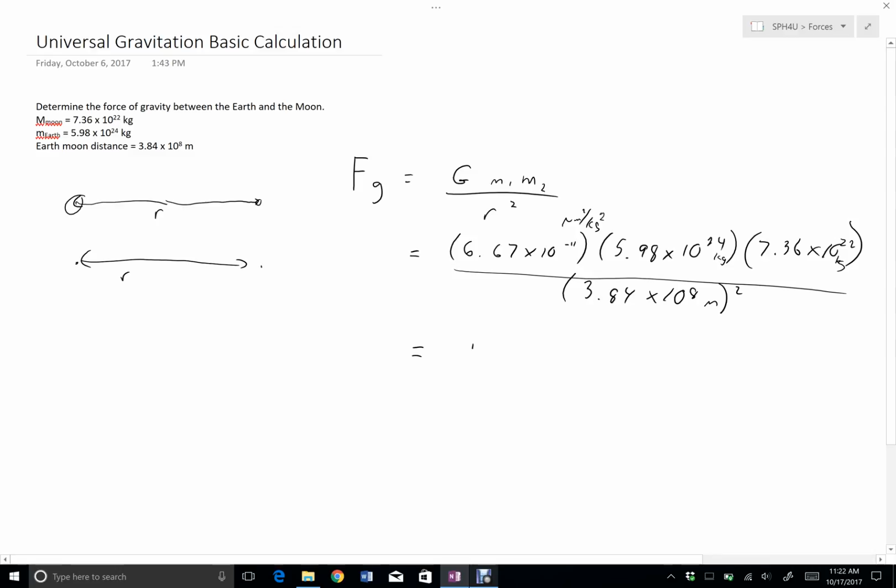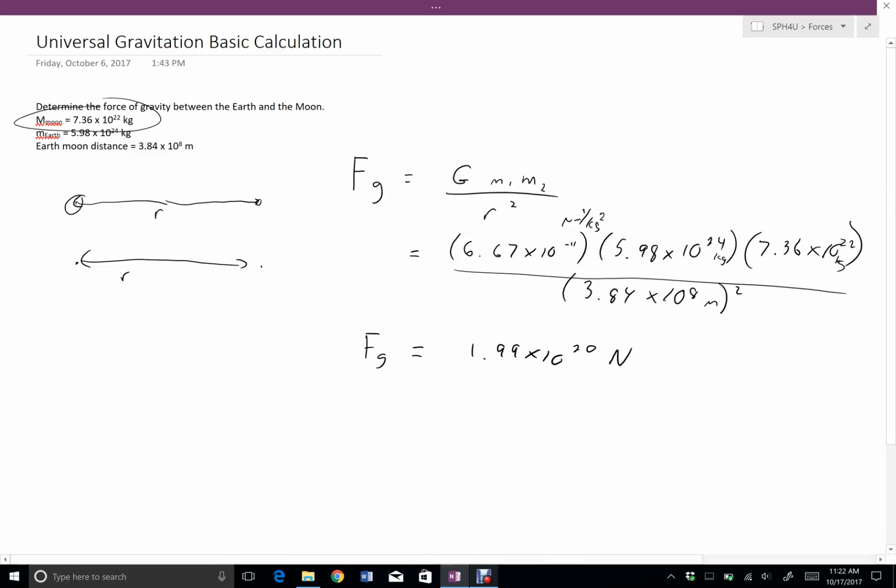So I think I got here 1.99 times 10 to the 20 newtons. And I'll just hit that again, make sure I didn't mess it up. I think that's right. Yeah. So there you go. That's a pretty big force of gravity, but you have to remember it's acting on a very big object, so it's actually not going to lead to that much acceleration.